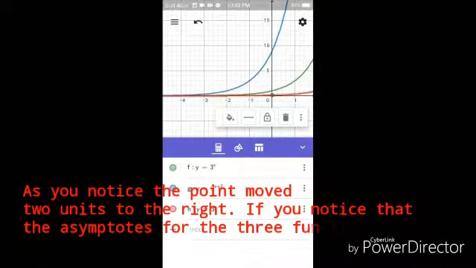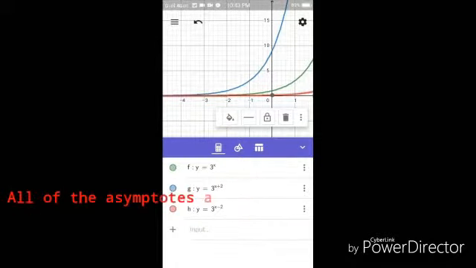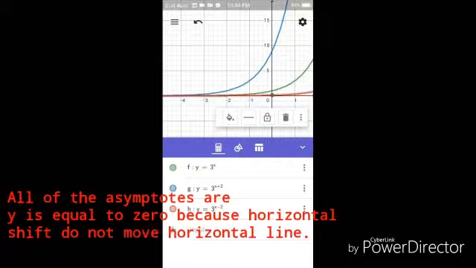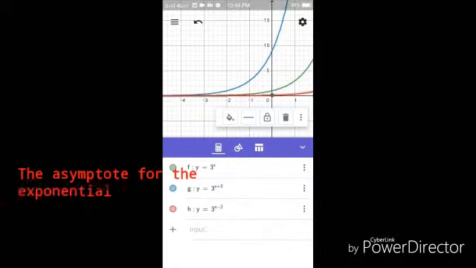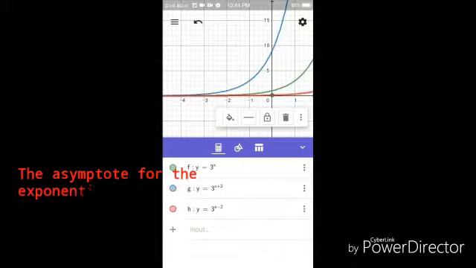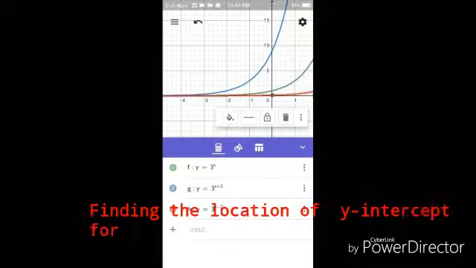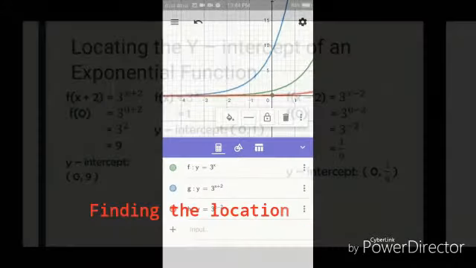If you notice, the asymptotes for the three functions are all the same. All of the asymptotes are y equal to 0 because horizontal shifts do not move horizontal lines. The asymptotes for exponential functions are always horizontal lines. And also, the y-intercepts are different for the curves. Finding the location of the y-intercept for an exponential function requires a little work.